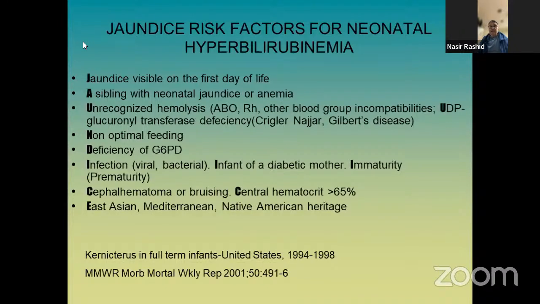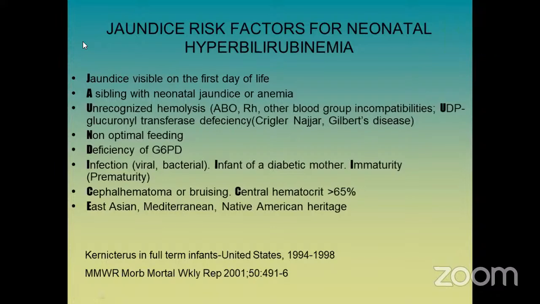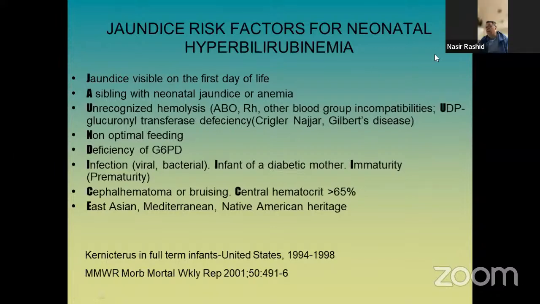Obviously, infection can cause non-physiological hyperbilirubinemia, either viral or bacterial. So when you're dealing with sepsis, just be also mindful about jaundice, because as much as you are paying attention to the etiology at hand, you may miss treating the infant with hyperbilirubinemia, and he or she can develop complications of chronic kernicterus. IDM infants, and then immaturity. And then always look for cephalhematoma or bruising and a central hematocrit greater than 65. And then E stands for East Asian or Native American or Mediterranean population. So that's where I'm going to stop.